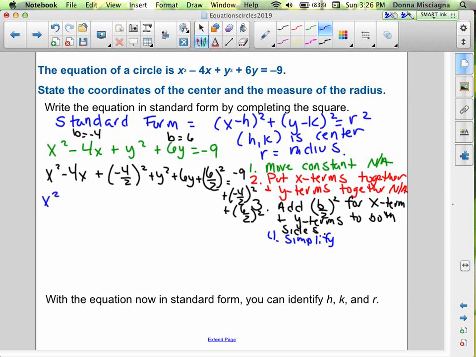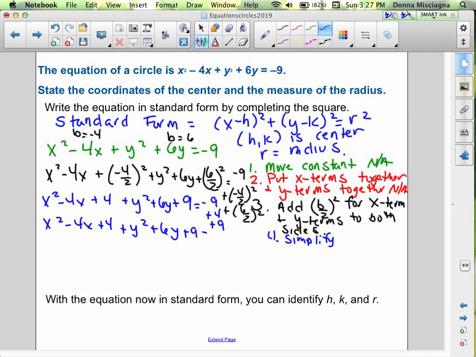So we have x squared minus 4x. Negative 4 divided by 2 is negative 2. Negative 2 squared is 4. And then y squared plus 6y, and 6 divided by 2 is 3. 3 squared is 9. And on the other side, it was equals negative 9, and of course it's a 4 and a 9, the same numbers. Now let's simplify a little bit farther and add those negative 9, 4, and 9 together. So we have x squared minus 4x plus 4 plus y squared plus 6y plus 9 equals, well, the 9 and the negative 9 will cancel, and that's just a 4.